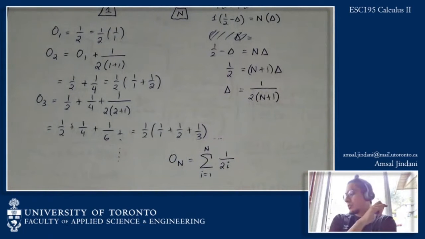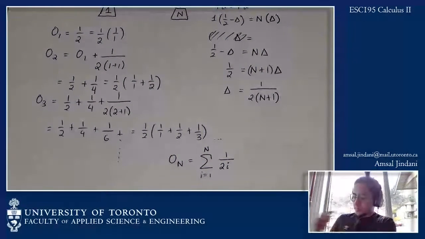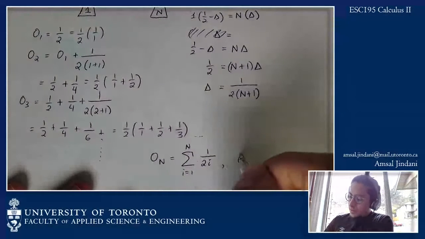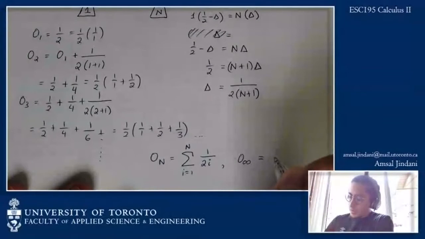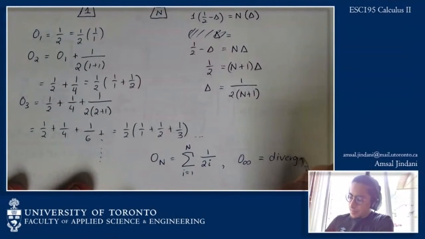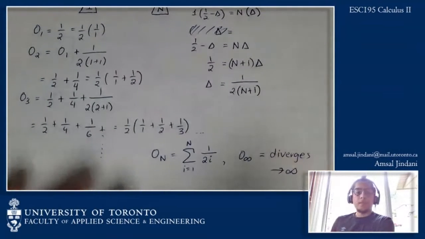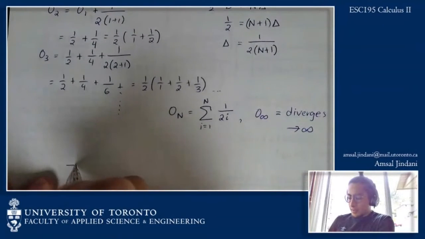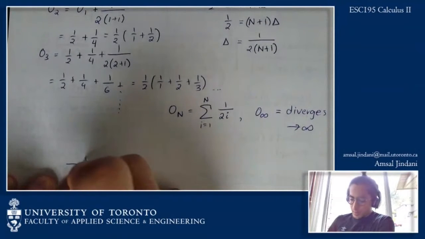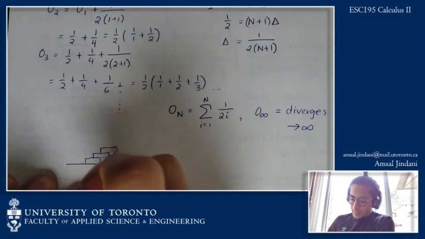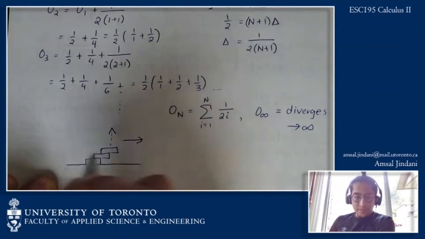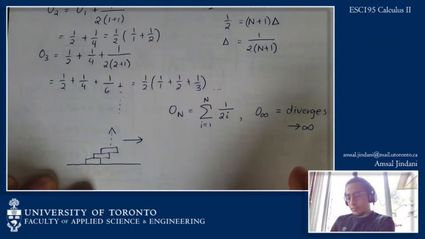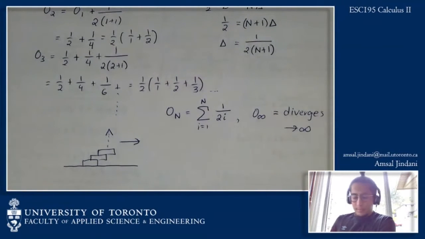And what do we know about the harmonic series as n approaches infinity? So basically, O infinity equals, yeah, it diverges, right? And it goes to infinity. So what this tells us is that if you have perfect blocks, you could basically stack them infinitely high and infinitely far along without them tipping over. That's pretty neat.